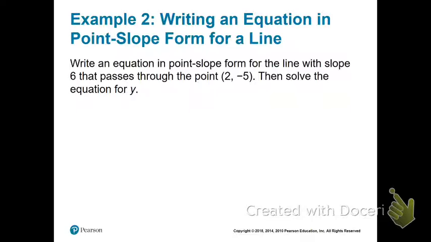Alright, example 2 says write an equation in point-slope form for the line with slope of 6 that passes through the point (2, negative 5). Then solve the equation for y. So they told me that my slope is 6 and that it goes through the point (2, negative 5).